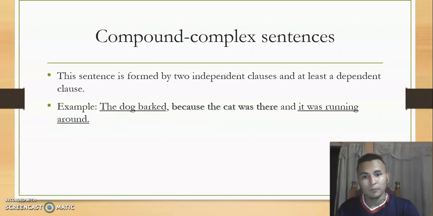Now, compound-complex sentences. This sentence is formed by 2 independent clauses and at least one dependent clause. Example: the dog barked because the cat was there and it was running around. We have here first the 2 independent clauses, the dog barked and it was running around. And the dependent clause is because the cat was there.